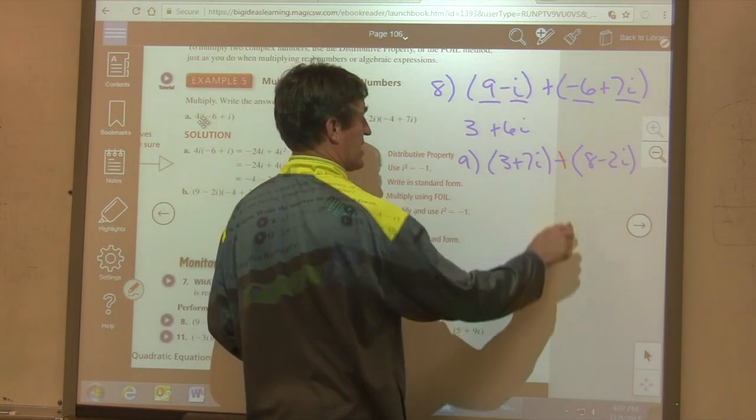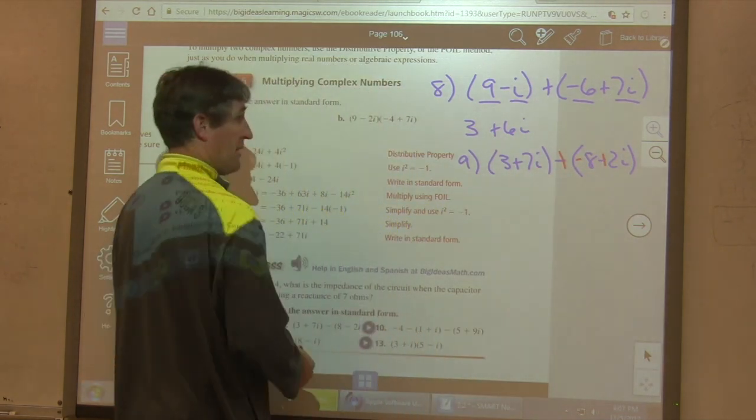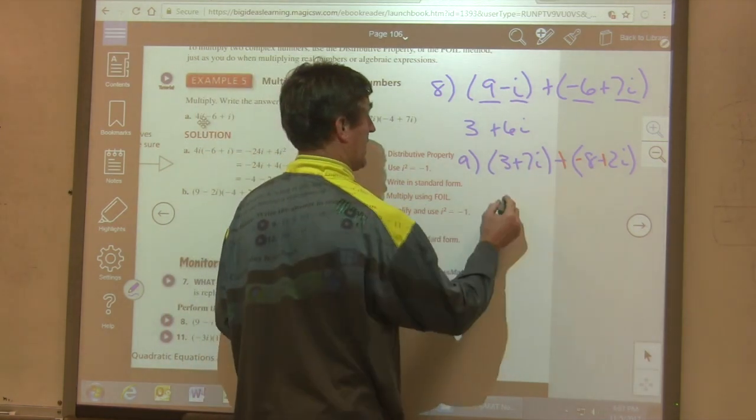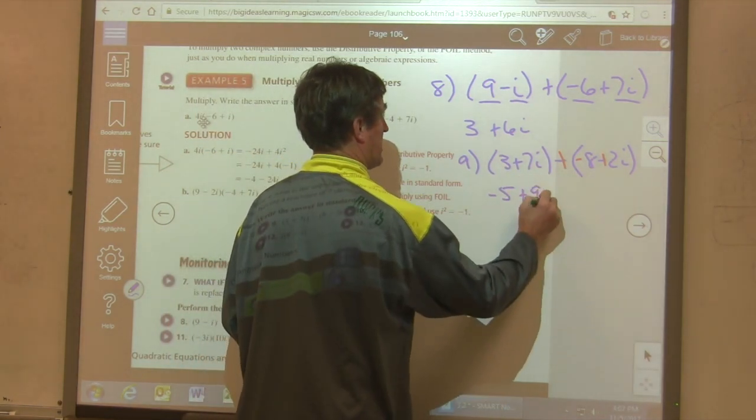So again, I'm going to change this subtraction to addition, change both signs. And now it's an addition problem, so 3 plus a negative 8 is negative 5, and 7i plus 2i is 9i.